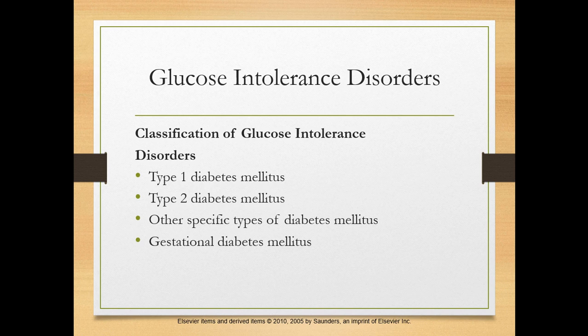So now we're going to go to discussing the different disorders. So for type 1, we'll discuss type 1 diabetes, type 2. We will discuss some other specific types of diabetes mellitus, and then gestational diabetes, which pretty much mimics type 2.